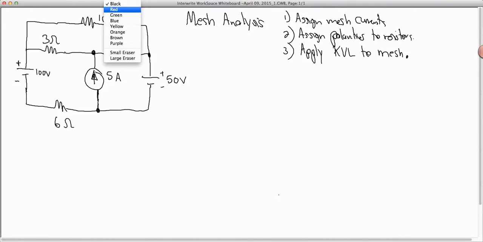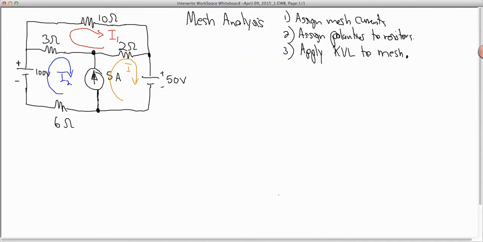Okay, this is our second example doing mesh analysis, and again we start by assigning currents to each one of the meshes. After we assign the currents, then we start checking for the polarities. So this is plus minus. Remember, we have plus in the terminal where the current enters and negative where the current exits, according to the direction that we assign.